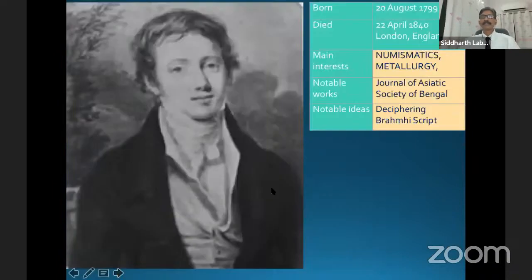Now, one more personality, James Princeps. He was actually a numismatics and metallurgy expert, right? He used to work in the mint, the coin-making factory, and he was an expert in metallurgy. During his service, he found that there were so many languages, so many inscriptions written here and there on the rocks, and on ancient coins he used to study. He found that this was something very, very interesting. So he spent 8 years. He must have been around 20 years old.